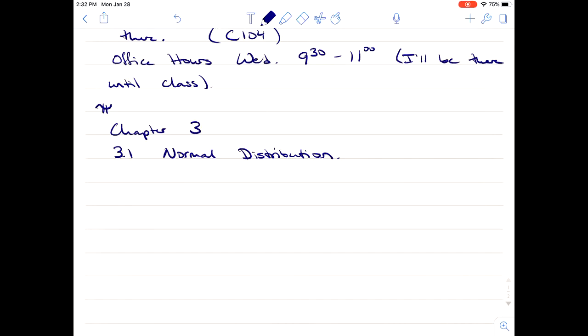So 3.1 is on the normal distribution, and I spend a lot of time here because this is what the rest of the course will be based off of. And so even if it doesn't quite make sense today or even next day, as we keep working at it, it'll start to make more and more sense. There's a lot of tools that we'll introduce that are linked to the normal distribution.